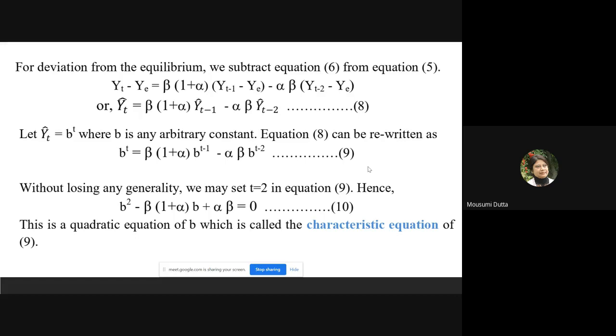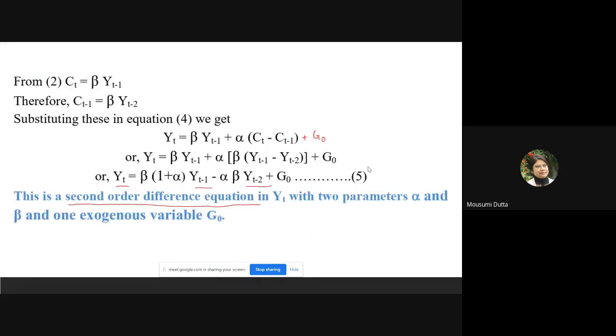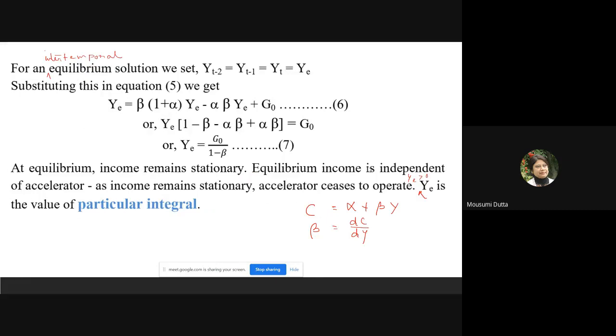Is this equation okay? Subtract equation 6 from equation 5. This is equation number 5, and this is equation number 6. Subtract 6 from 5.